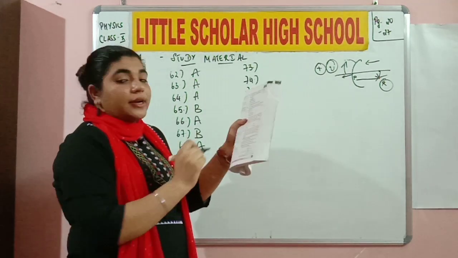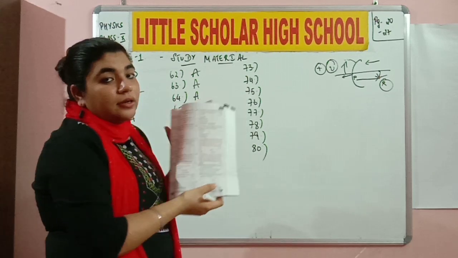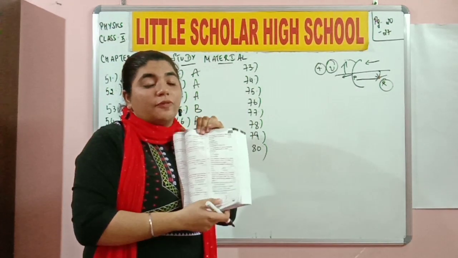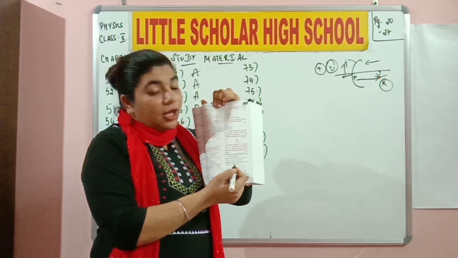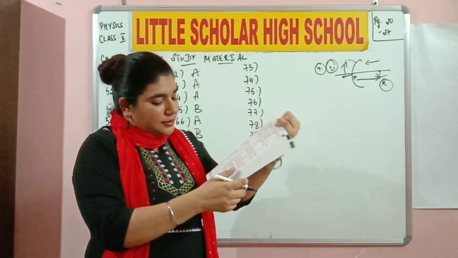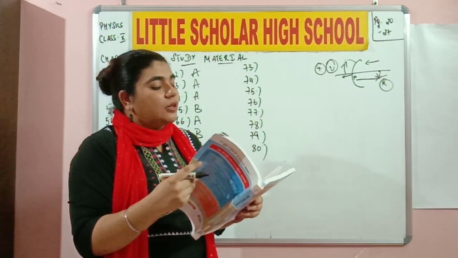Can you see the diagram over there? It is the diagram of a convex mirror where the incident light is parallel to the principal axis and the reflected light is diverging and appears as if it is coming from the focus. This figure shows that. Please turn the page to page number 27.